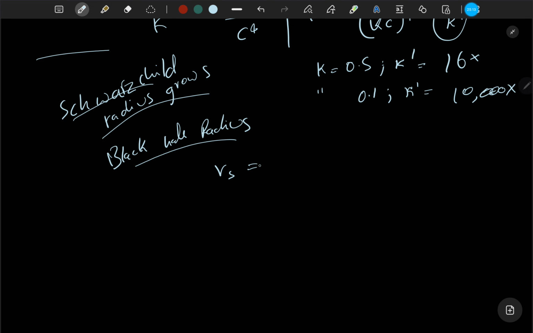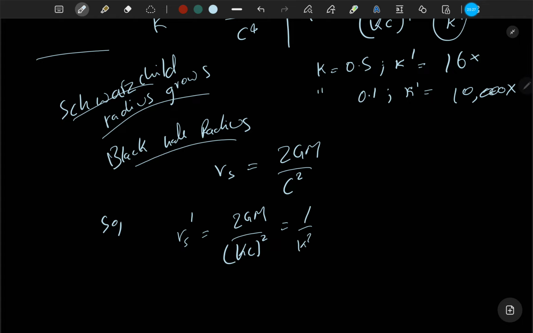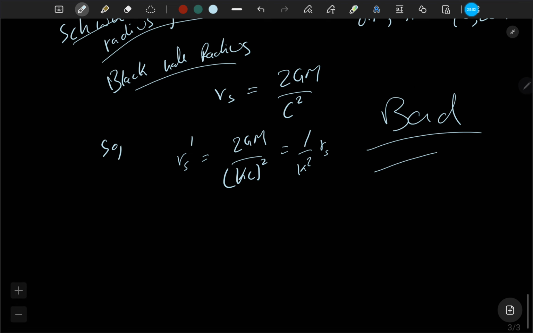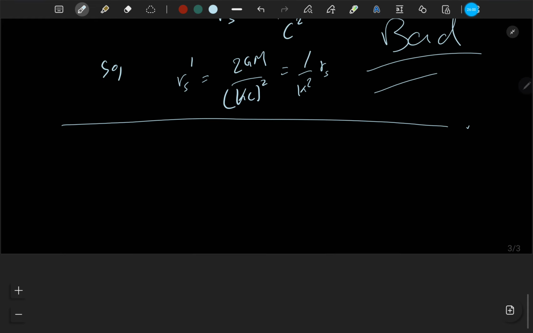Okay, so what this means is basically objects become more black hole-ish because the radius of the event horizon expands, and this is very, very, very bad for the entire physics, the astrophysics, everything, because it changes everything. So this is there.